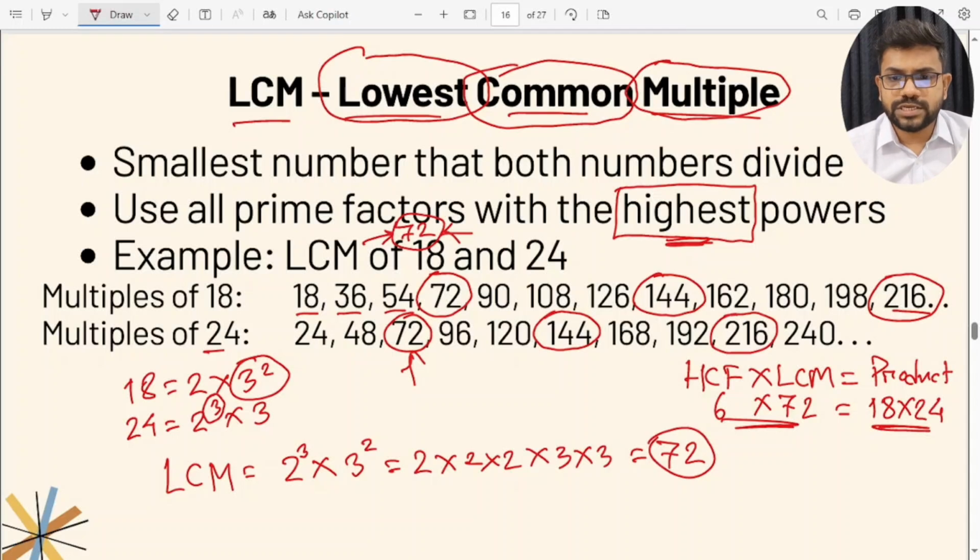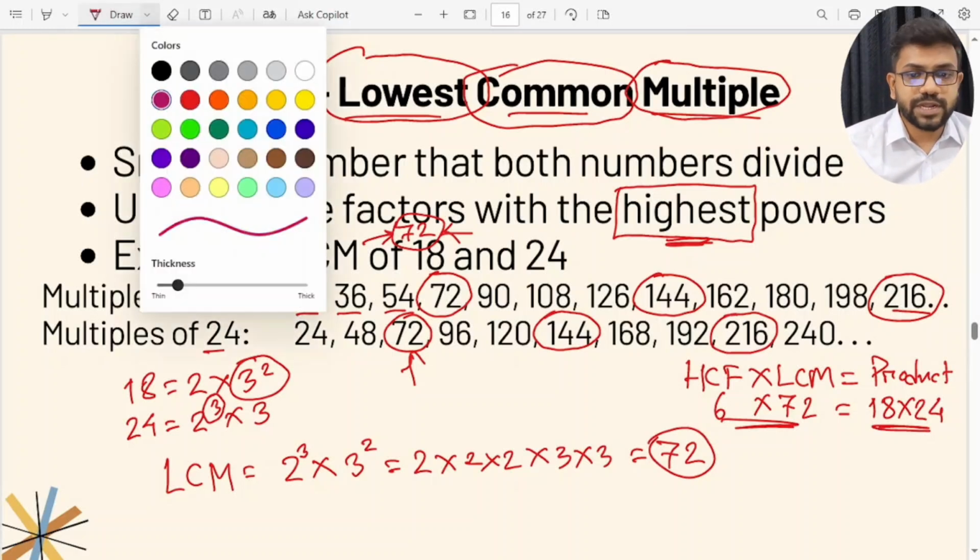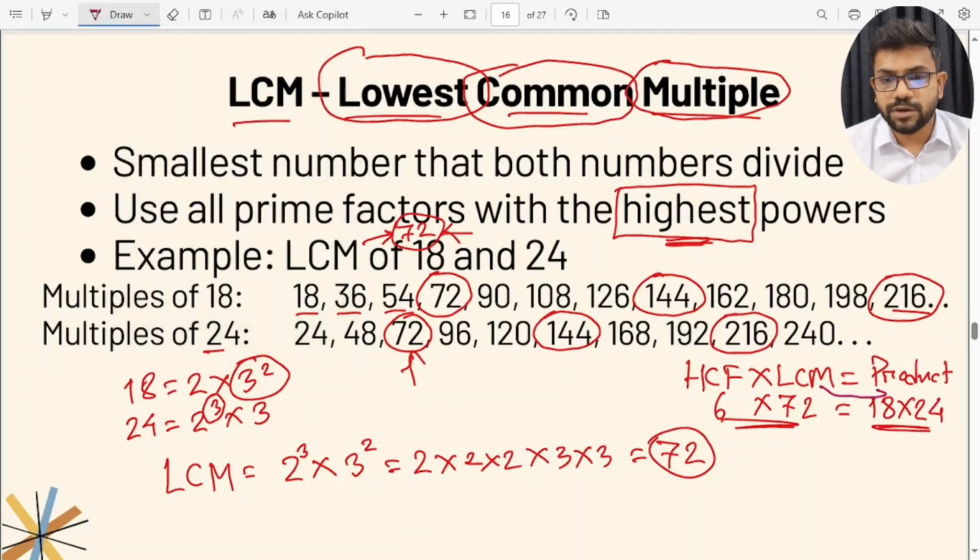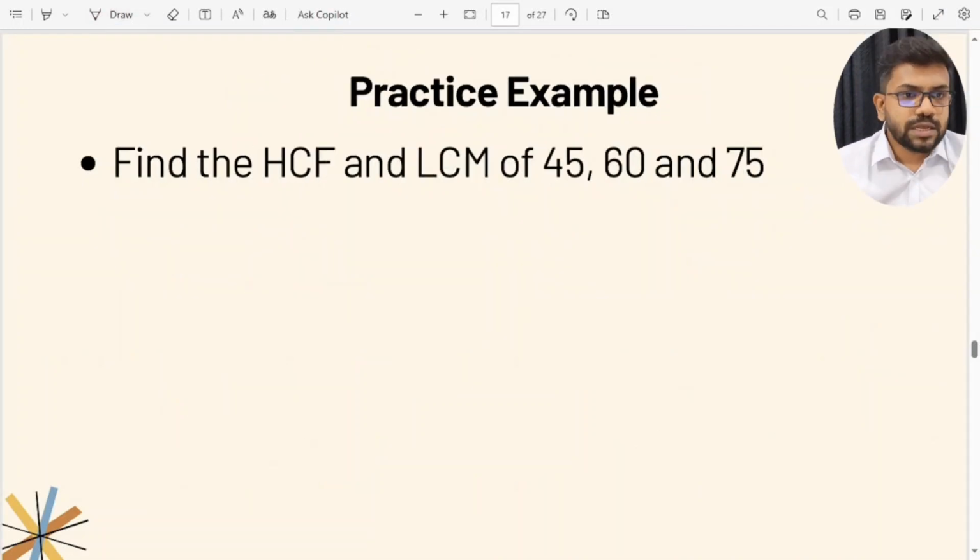We generally need this when there are questions where the product of the numbers is given, LCM is given, and you're trying to find the HCF. So you'll simply divide the product of the numbers by the LCM to get the HCF, and similarly the product of the numbers divided by HCF will give you the LCM. From this, let's have a look at an example.